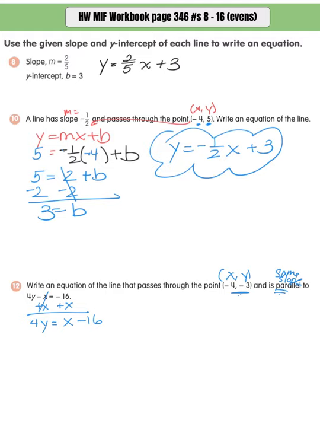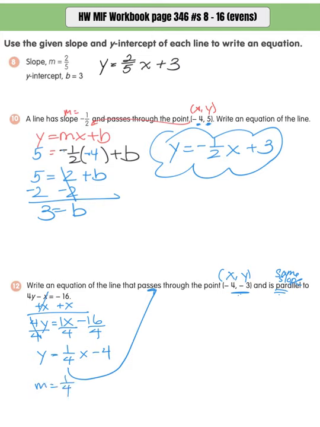And now you need to get rid of the 4 in front of the y, so we're going to divide by 4. Divide by 4. Cancels, y equals. So here, if there's no number in front of the x, you put a 1, so this is 1/4 x. -16 divided by 4 is -4. So this is the line that has the same slope as this one. So the slope of this line is 1/4.